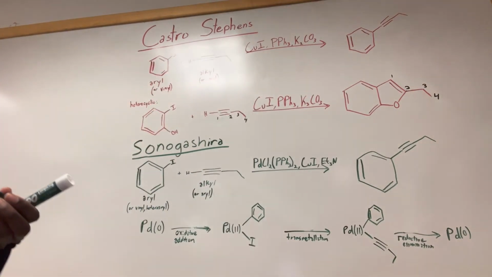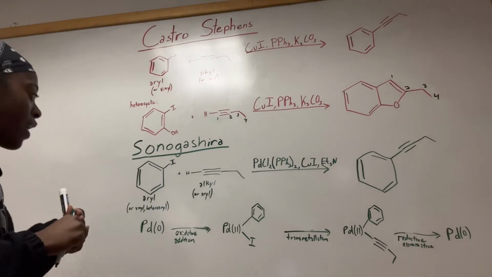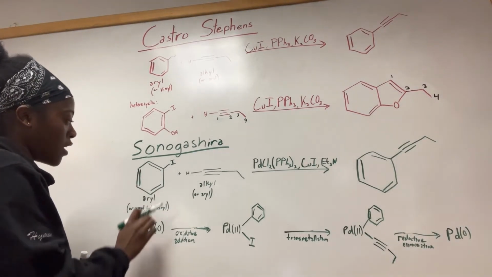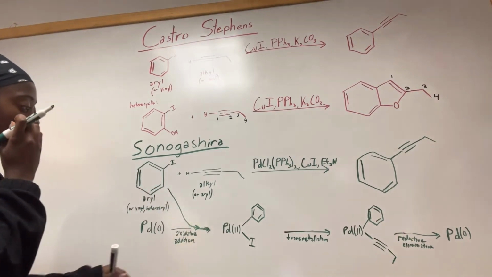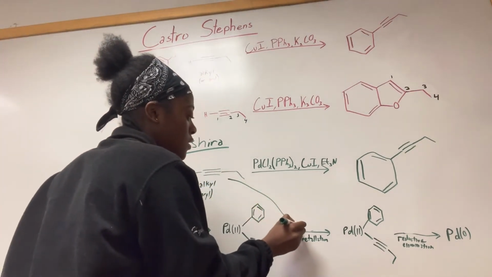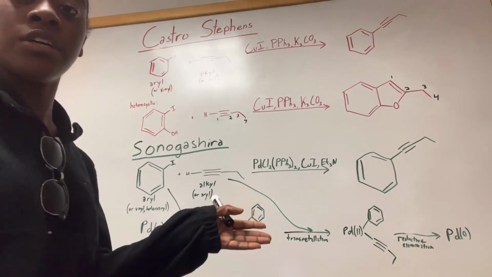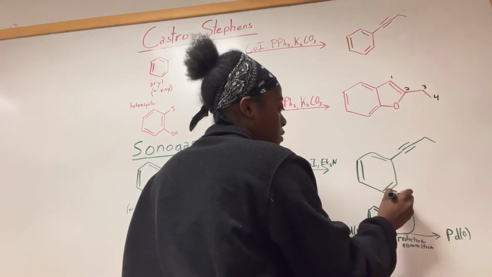And then we can also look at our mechanism for the Sonogashira reaction, in which we start with the oxidative addition, adding in that palladium 0 and that first reactant, and then our transmetallation, adding in that second reactant, and then we have the reductive elimination, which returns our palladium 0 and gives us our product.